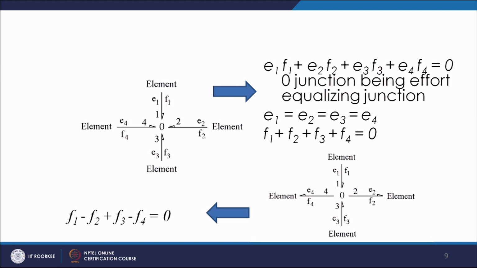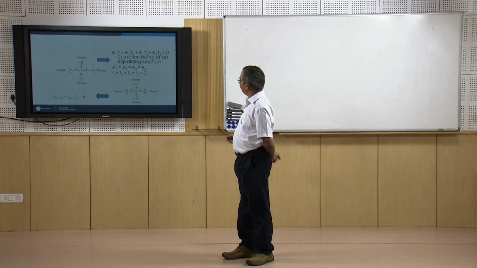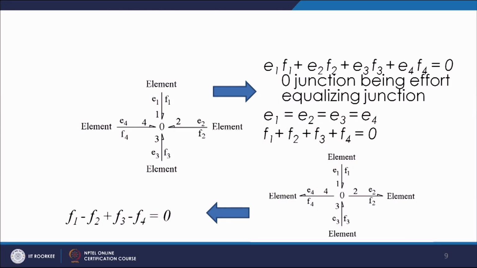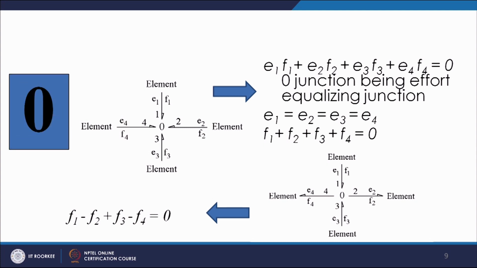Again, let us take another example, and here we can see that in two bonds the power is in, whereas in the other two bonds the power is out. Again, if we do the same process, this is the relationship we are going to get. So, this is all about the zero junction.